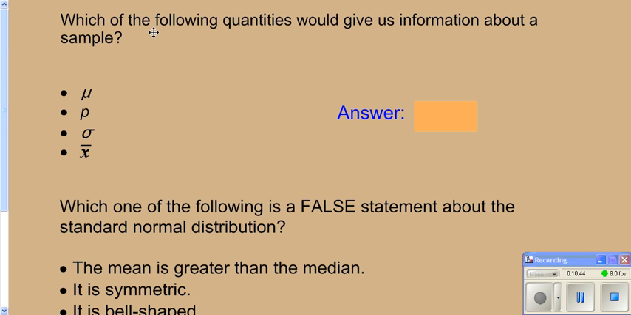Now, as we're looking at this, we are looking for something from the sample. That ends up being x bar. X bar is the mean of your sample. Mu is the mean of your population. Sigma is the standard deviation of your population. P is the proportion of your population, and what we mean by that is when you're dealing with categorical data, like what percent of your population.